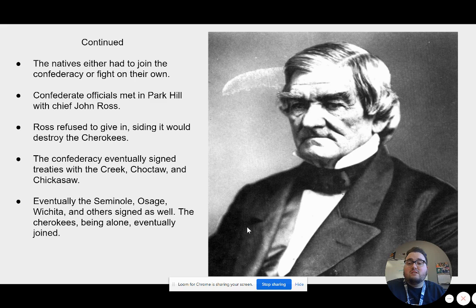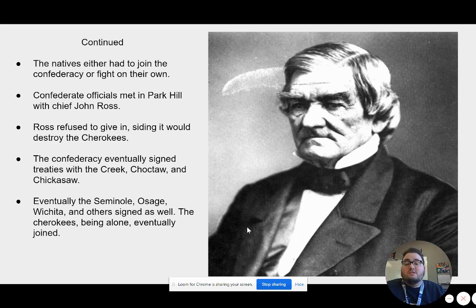Okay, the natives either had to join the Confederacy or fight on their own, like I mentioned earlier. They really had no other option, meaning if they weren't going to join the Confederacy, the Confederates wanted their land and their resources and their manpower, so they were going to have to fight them if they did not want to join the Confederacy. So they eventually opted to join forces instead of fighting a battle with one another.